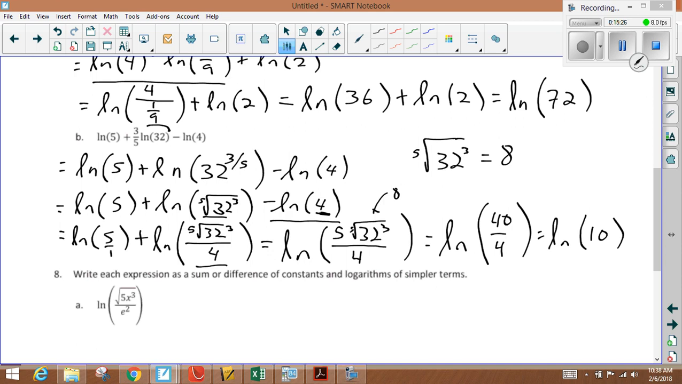All right, let's go ahead and write each expression as a sum or difference of constants and logarithms in simple terms.